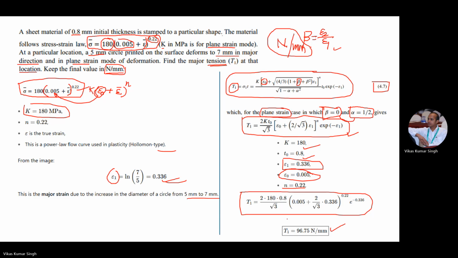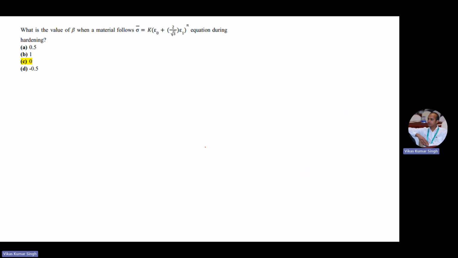We will move to the next question. If you want detail, you can go to chapter number 4 in the Mersnack book, where stamping, coining and all the processes are given.